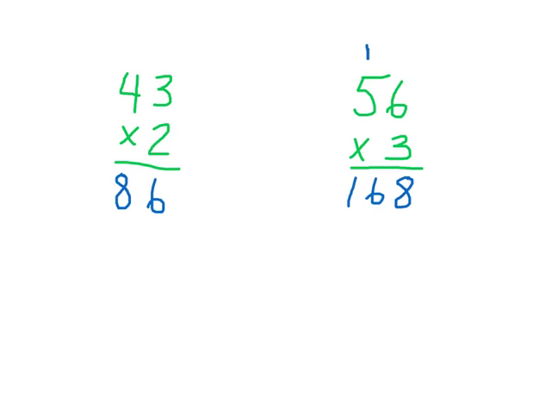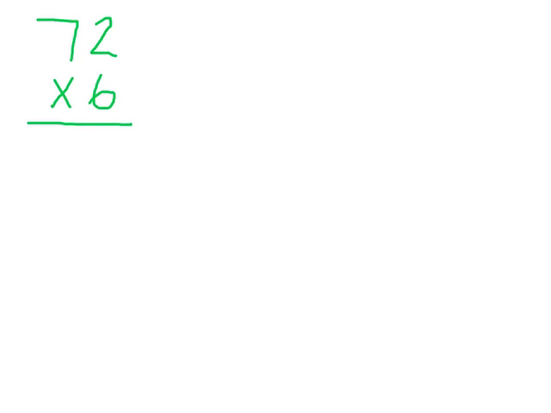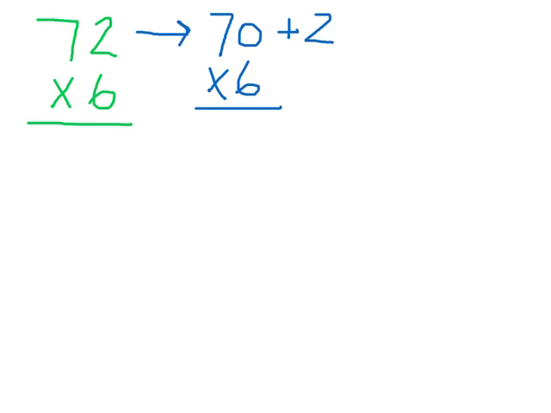So let's look at another strategy. Now we're going to use another strategy to multiply 72 times 6. First, what I'm going to do is break my 72 down into two numbers that make it up. So 72 is the same as 70 plus 2. Next, I'm simply going to multiply 70 times 6 and 2 times 6.